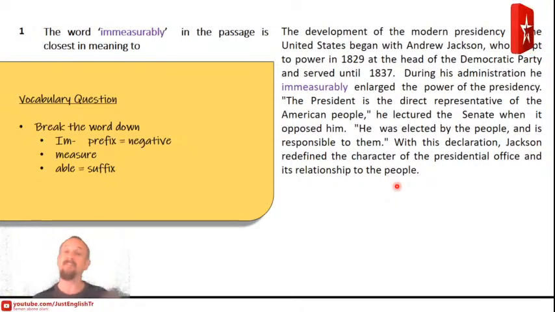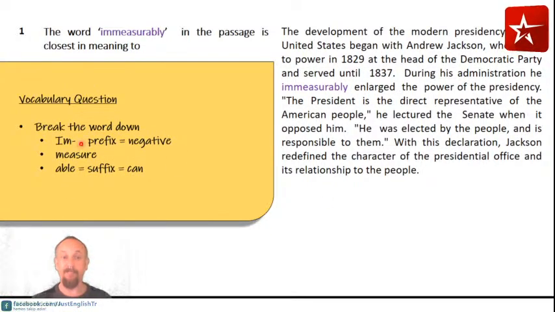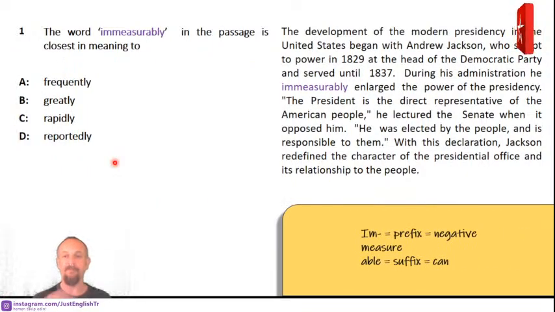of course, and suffixes tell us how the word relates to other words in the sentence, and that means can. So if we look at this, it means we've got to read it backwards, something which cannot be measured, something which cannot be measured. So let's go back to the options. We'll put some notes down there on the other side. So something which cannot be measured frequently.